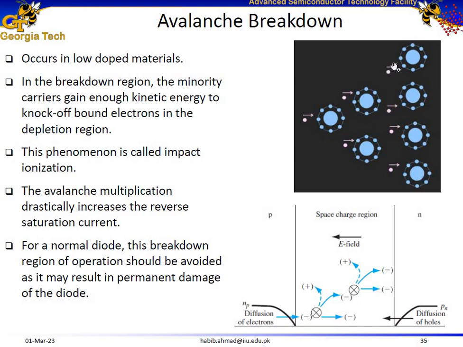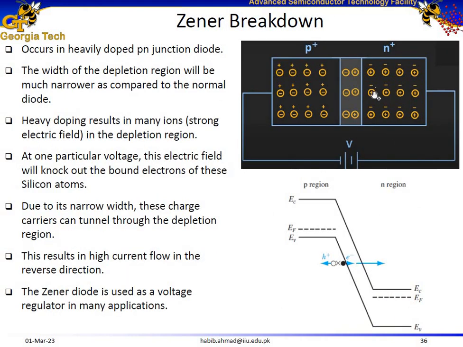So we have a lot of carriers now available inside the semiconductor under reverse bias, and because of that, a high current would flow under reverse bias, damaging the p-n junction. Another breakdown mechanism is Zener breakdown, and it occurs in heavily doped material. Heavily doped materials are represented by the plus sign, P plus and N plus.